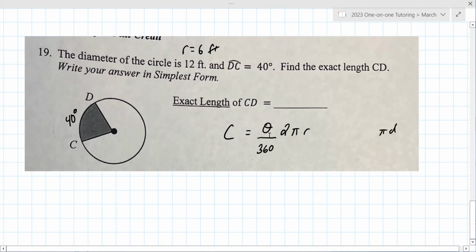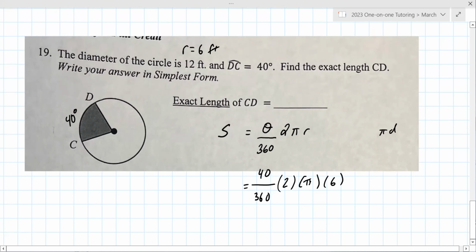Okay, so it's a little bit of a modification to this formula. It's no longer the circumference. It's what's called an S, or an arc length. So you take that angle, that 40, divided by 360, and you multiply it by 2 times pi times your radius, which is 6.